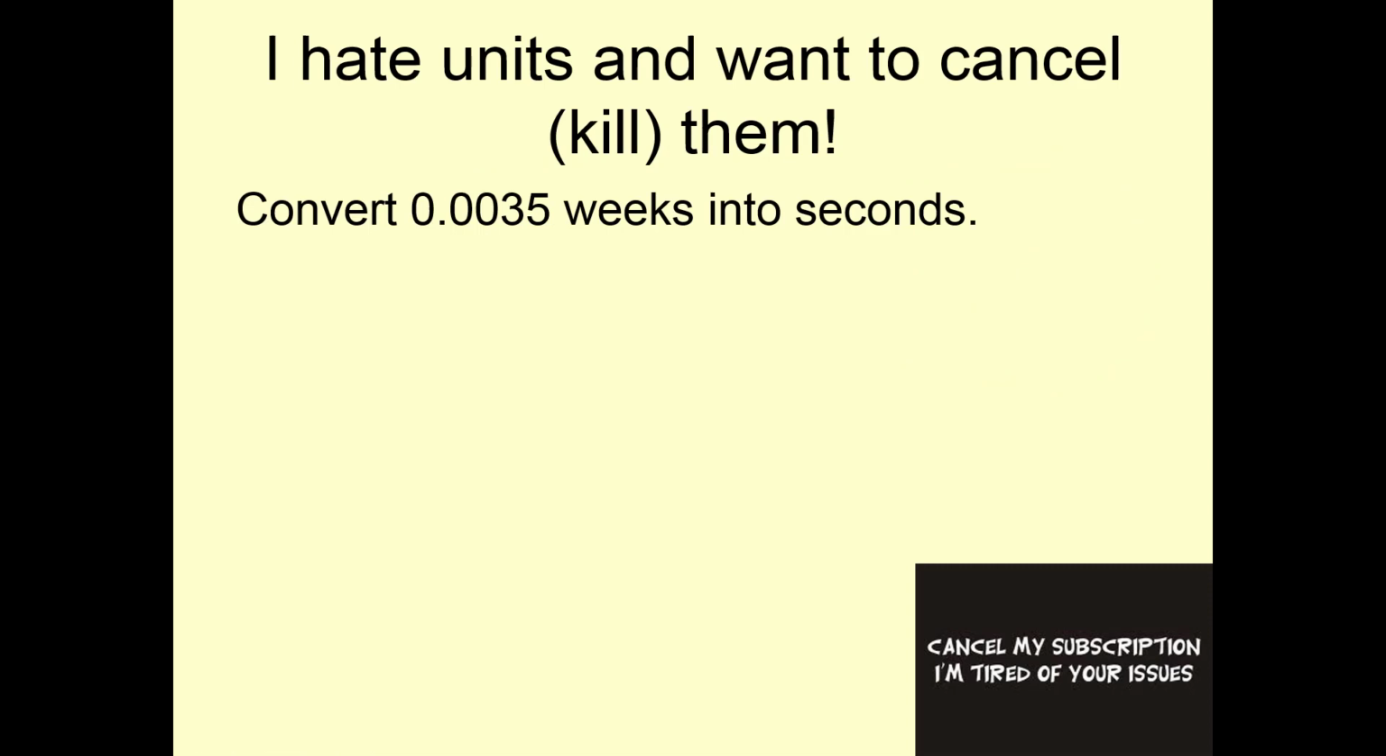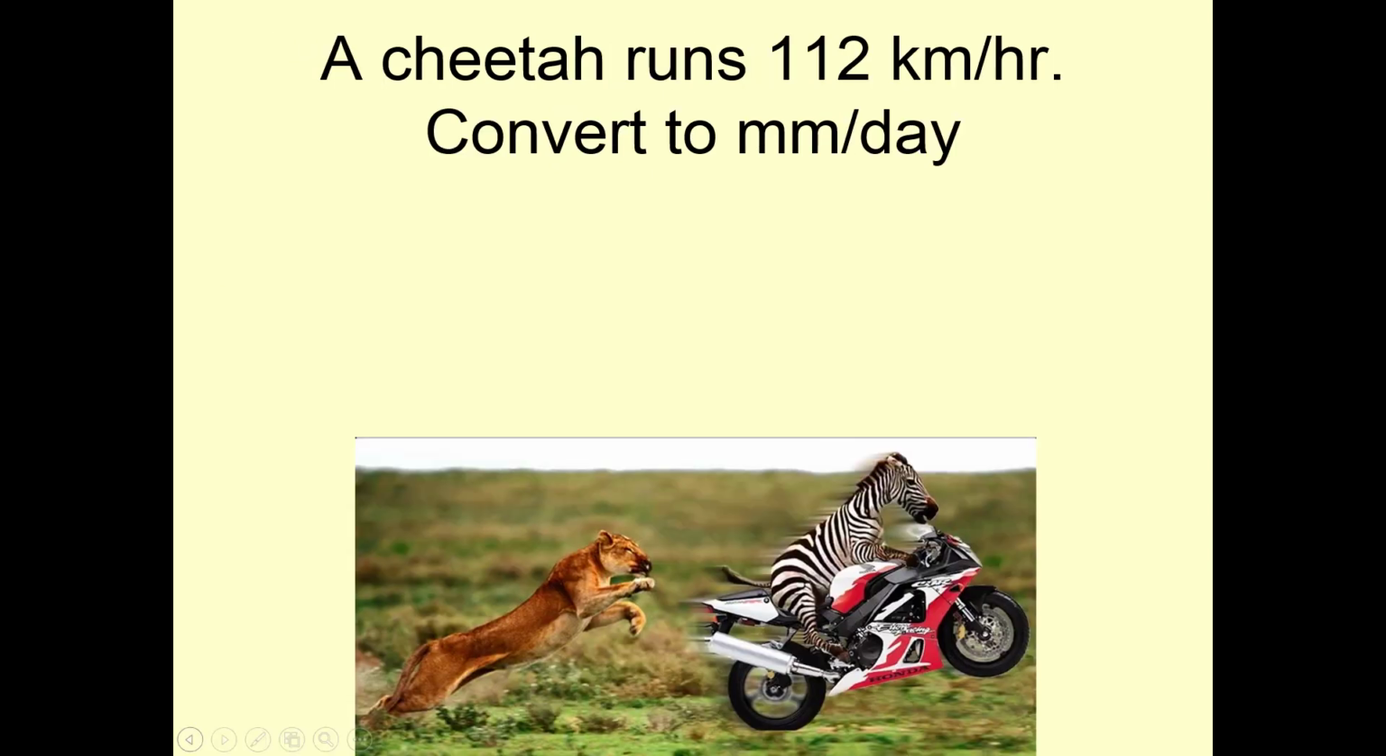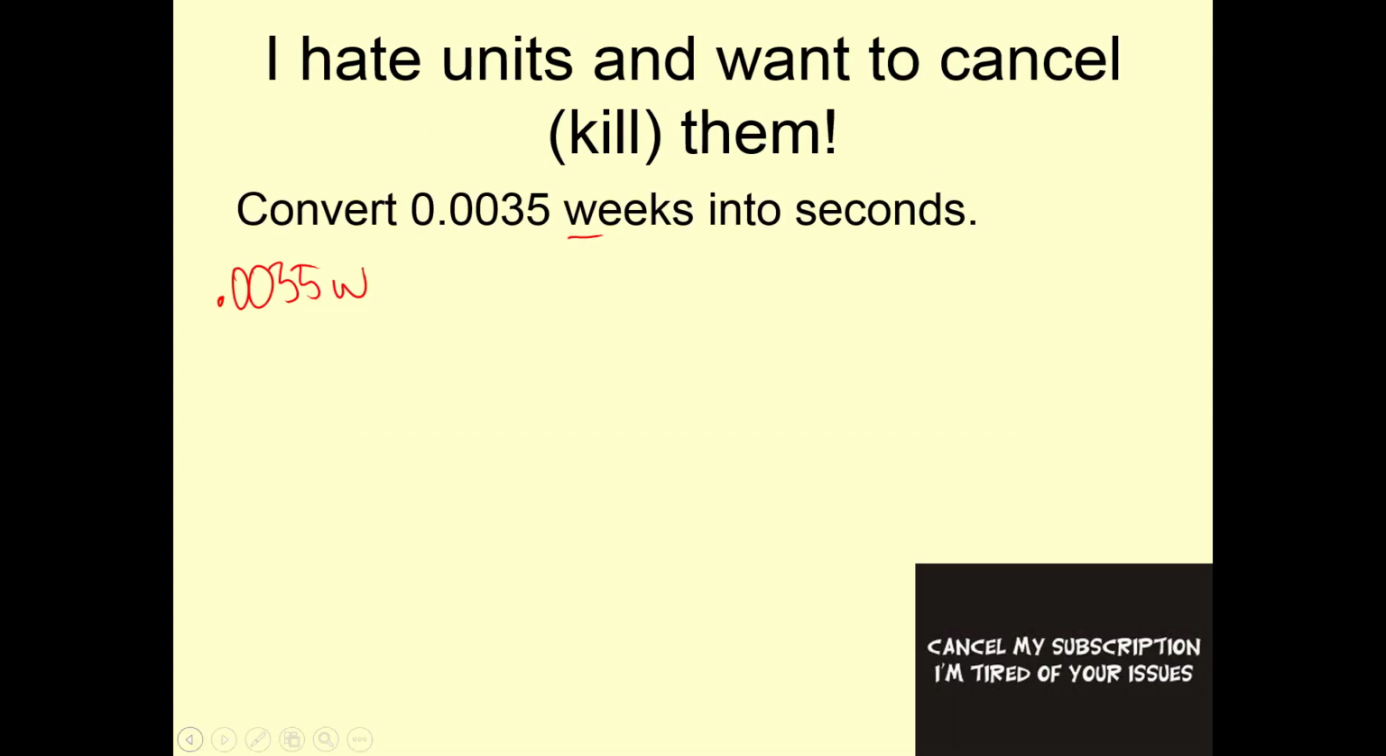All right. I hate units and want to cancel. Kill them. All right. So if I want to convert 0.0035 weeks into seconds, what I'm going to do is start out by writing down my given, 0.0035 weeks. And I'm going to abbreviate weeks W. I don't know if that's a real abbreviation or not, but I'm going with it.